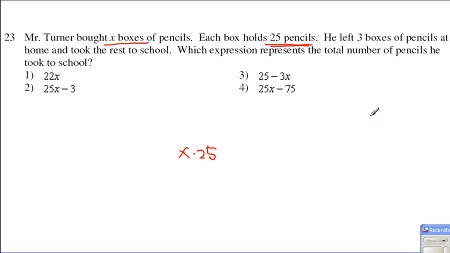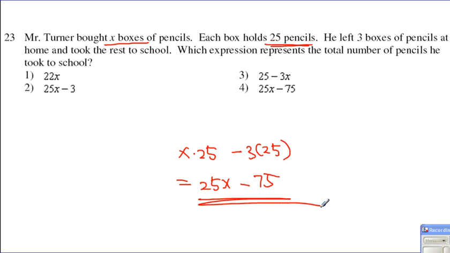So we have X times 25. So that's how many Mr. Turner would have had altogether, but 3 boxes left. So we need to subtract 3, but each box has 25. That would be our expression. So if you have to rewrite it, 25x minus 3 times 25 becomes 75. So that becomes our final answer right here.